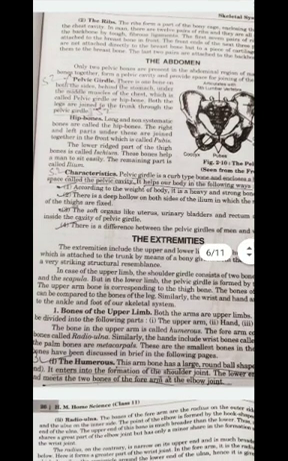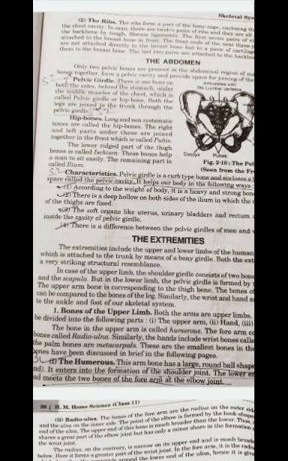Class 11th, subject home science. Last class I told you about the thorax and abdomen. Today I will tell you about the extremities. The extremities include the upper and lower limbs of the human body, each of which is attached to the trunk by means of a bony girdle.